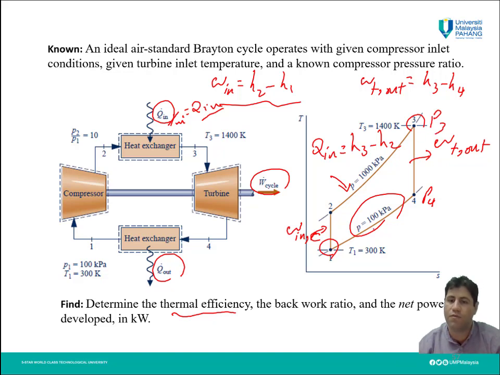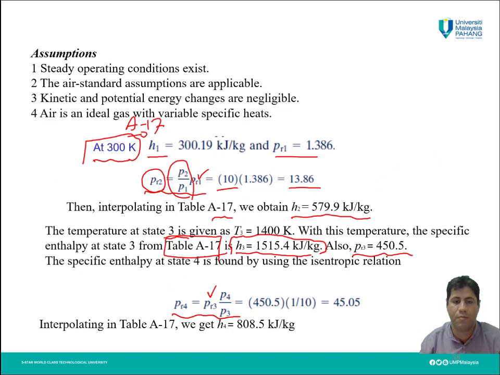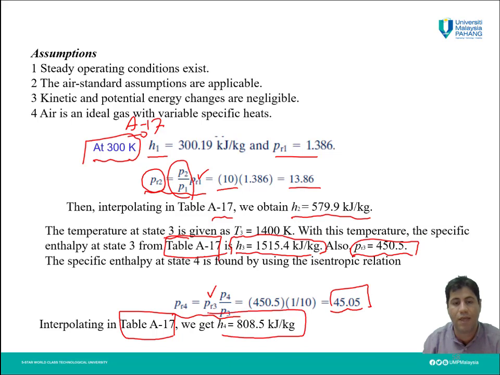P3 is 1000, P4 is 100. Simply P4 divided by P3 is 1 divided by 10. PR3 here we have found in table A17. We can calculate PR4. Now for state 4 we have a thermodynamic property. So we can go to table A17 again and use this PR4. By interpolation we can calculate H4, or enthalpy for state 4 actually.